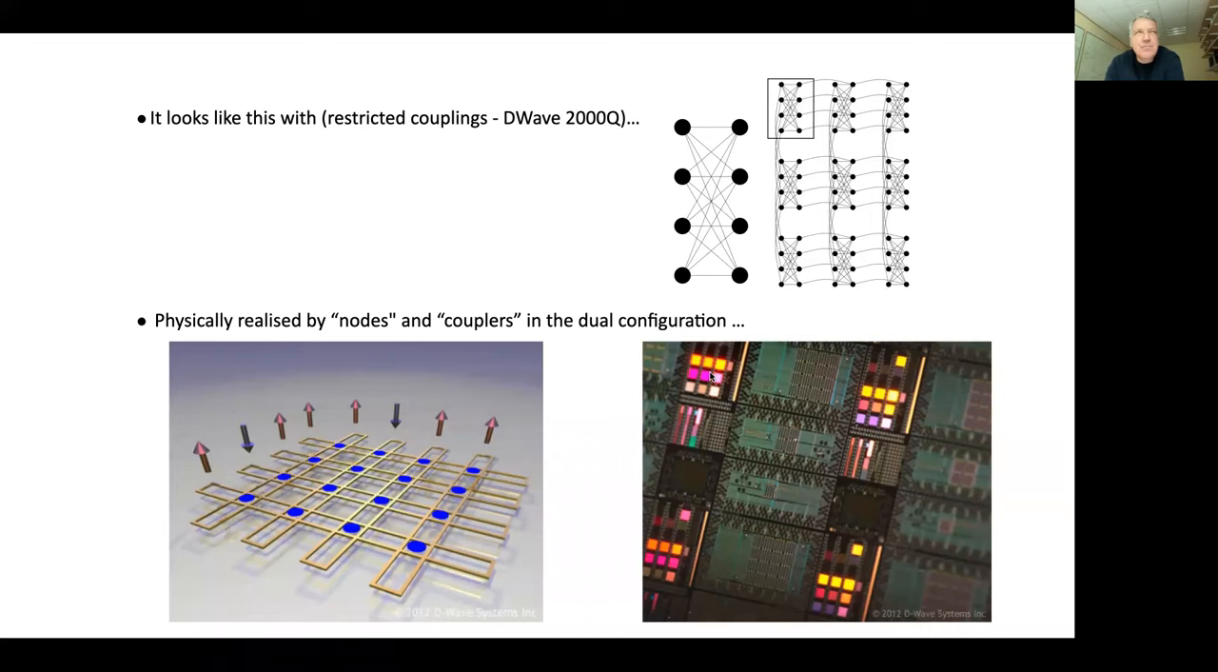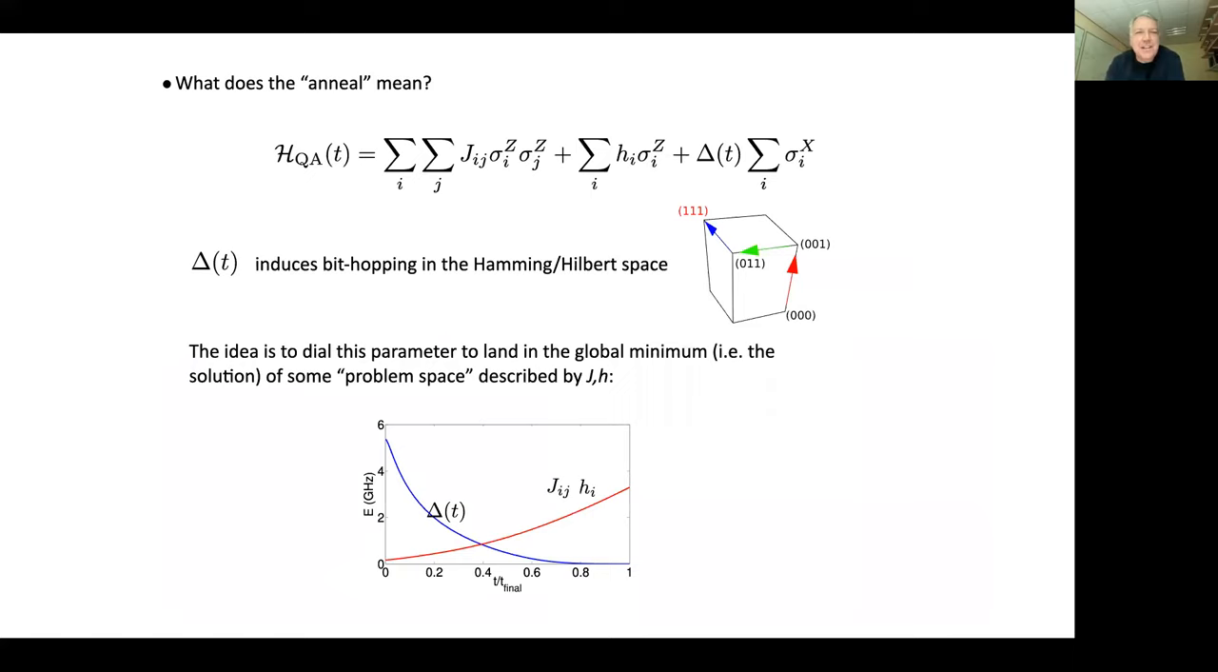More recently, the 5,000 qubit ones have a more complicated arrangement, so it's a bit more connected. And that's called a Pegasus, for some reason. I think there must be some allusion to Greek mythology going on, but I've not looked into it. So that's the arrangement. Now why do we do that?